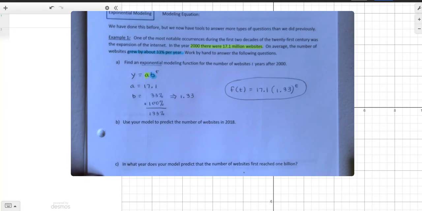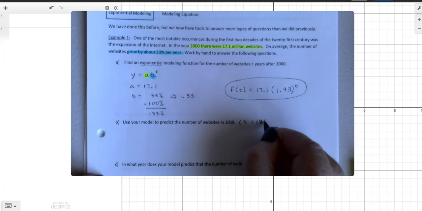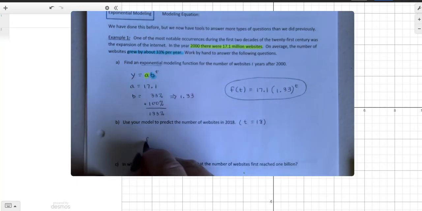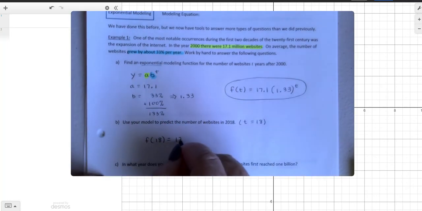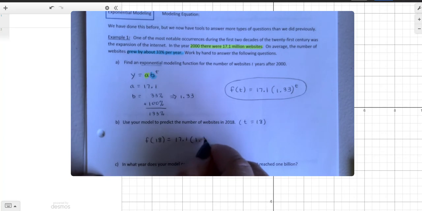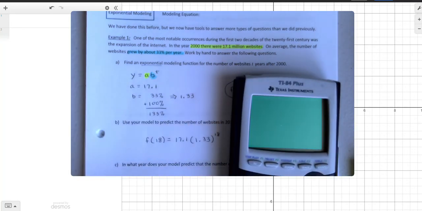And part b, again, should be something you're thinking, yeah, I feel like we've done this before. We just want to use our model here to predict how many websites there would be in the year 2018. So that would be 18 years after 2000, so t equals 18. And if I just plug 18 into the function that we just found, I get about 28.99.